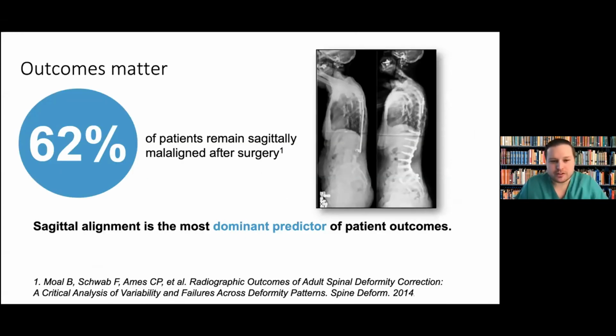And most importantly, we realize that outcomes matter, right? I mean, this is one of the strongest reasons to make sure that you plan, because a large percentage of patients can still remain sagittally malaligned after surgery. And we know that sagittal malalignment is one of the most common predictors of poor clinical outcome.